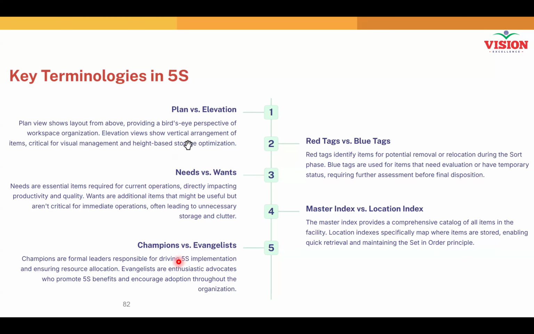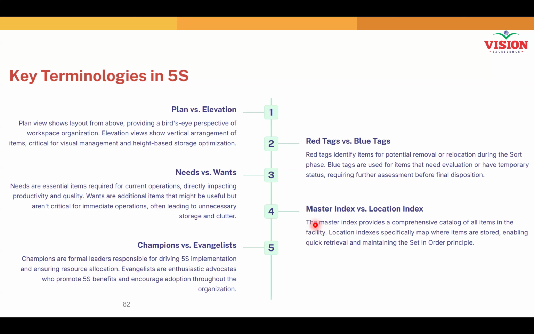And then the champion is like the formal leaders who are responsible for the 5S drive within your organization. However, the evangelists are the second line of leaders who actually promote 5S across all the areas and all the employees. And as I already mentioned, there are also two types of tags sometimes used. One is red tagging, the other one is blue tagging. But most implementations happen just with the red tag. But there is an option. You can use both.